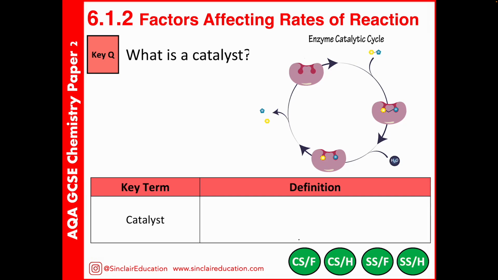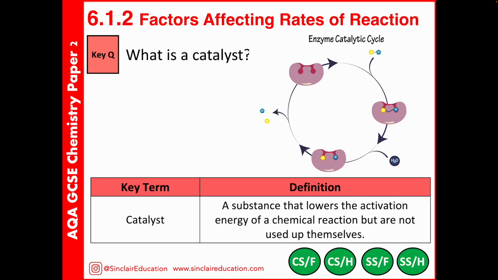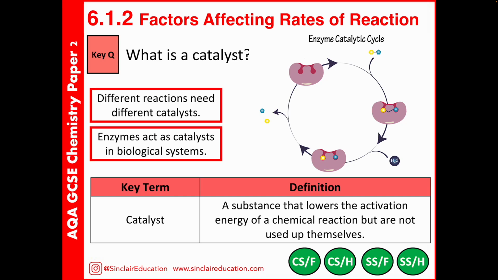The final factor then is catalysts. Now, catalysts are a chemical or a substance that lowers the activation energy of a chemical reaction, but they're not used up themselves. Enzymes in biology are an example of a biological catalyst, and it's worth being aware of that different reactions need different catalysts. If you're studying separate science, this links into your earlier paper because the transition metals are really good examples of catalysts.